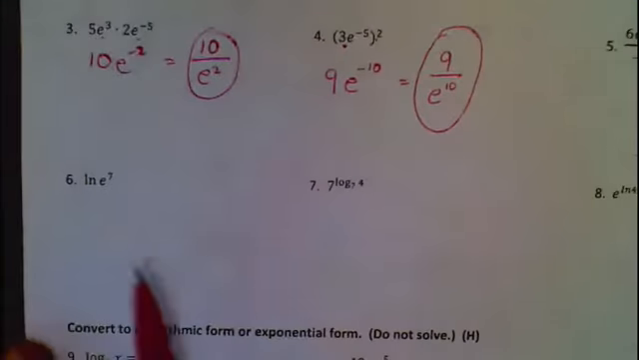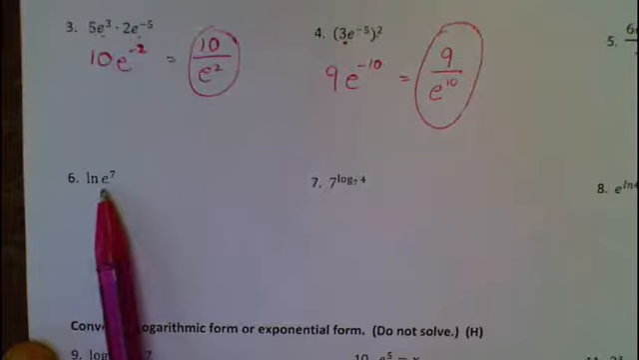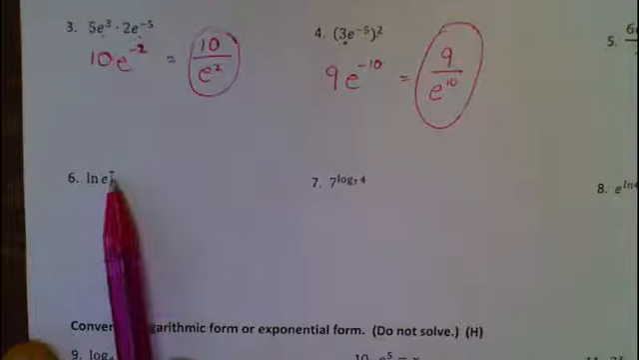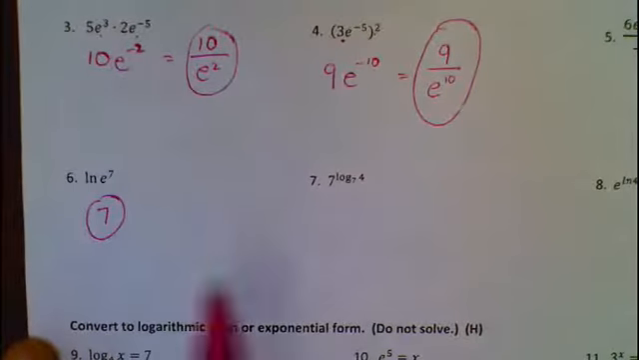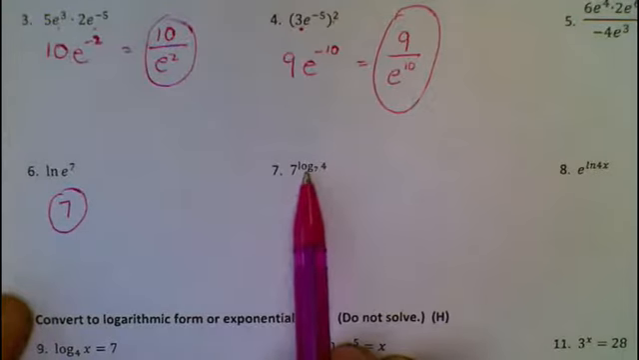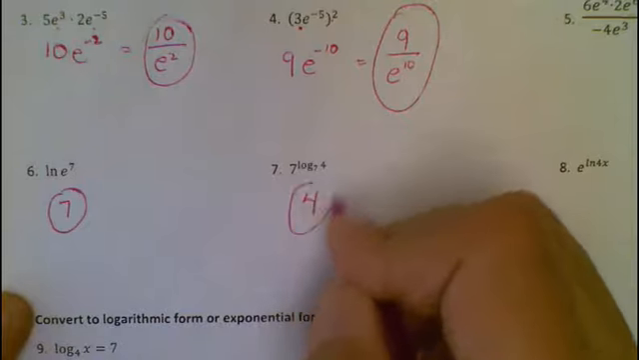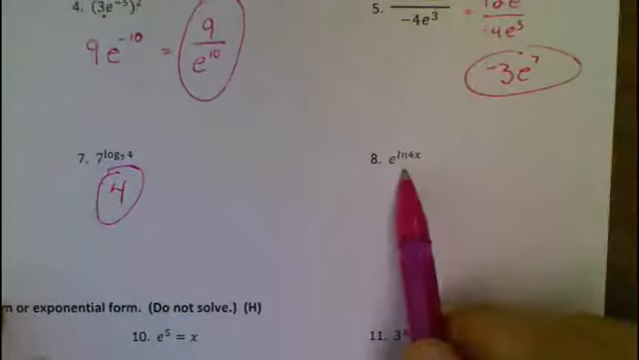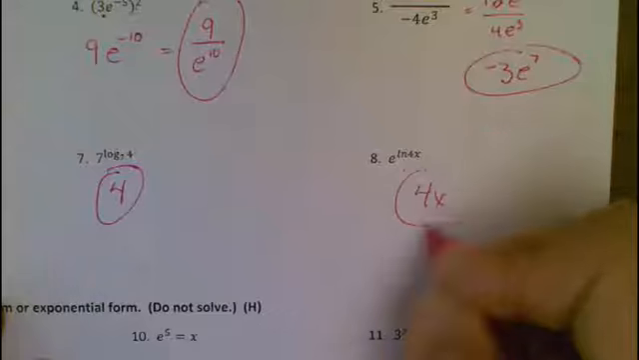All right, and then these, remember, are just worth 1 point. It's really just knowing that if you have a log of a base and then a base raised to a power, if the bases are the same, the natural log of e to the 7th is just 7. You're just really asking yourself, e raised to what power gives you e to the 7th? 7. These are a little bit more complicated. 7 raised to a log power, but again, if the bases are the same, your answer is just 4. Here we have e to the natural log, which is base e of 4x, so my answer is just 4x.